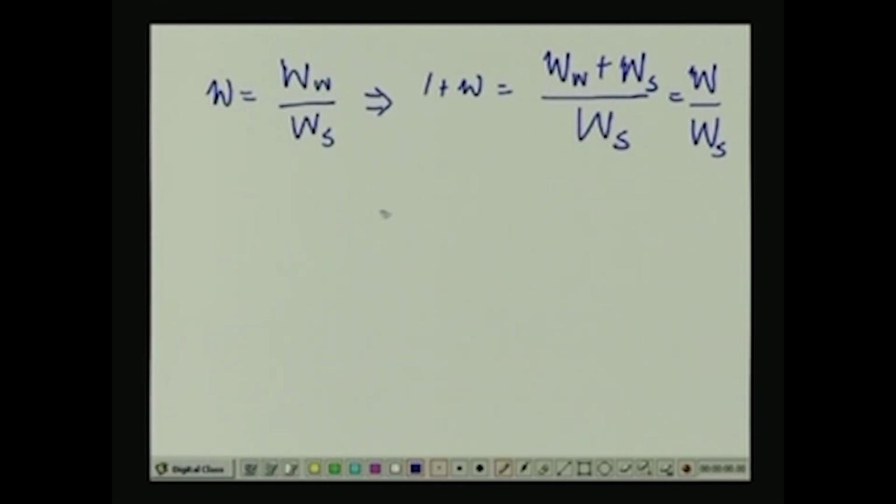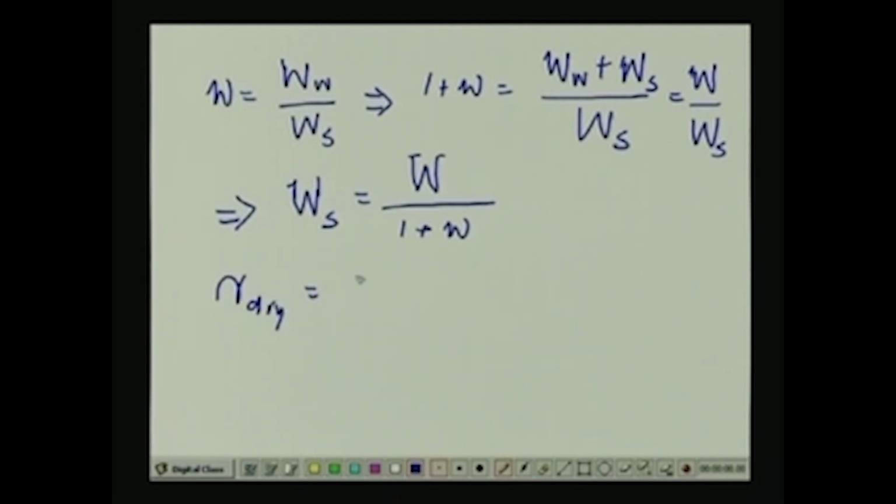That is in turn going to be giving us Ws. This is big W, actually Ws is going to be equal to capital W, that is the weight of the entire three phase soil sample divided by 1 plus the moisture content. Now gamma dry is equal to weight of solids divided by the total volume of the three phase material.